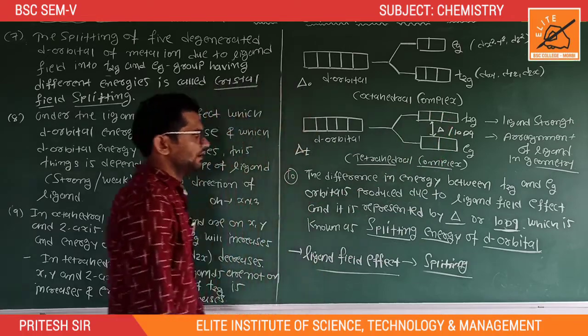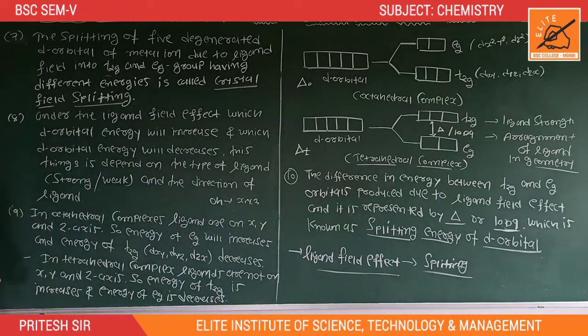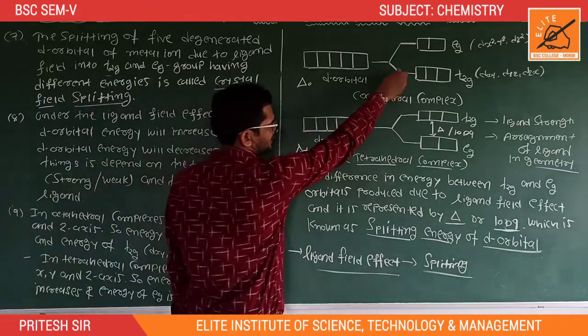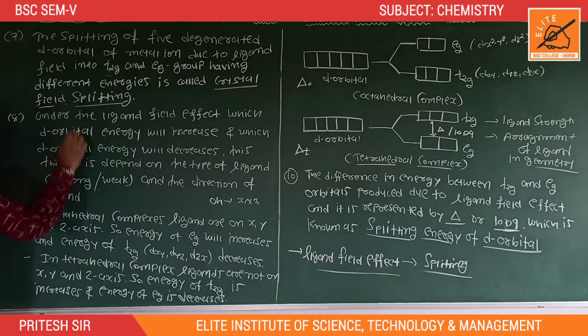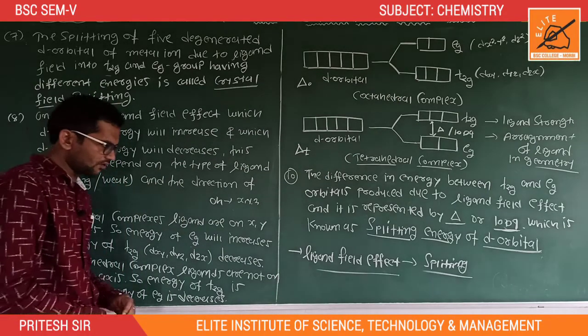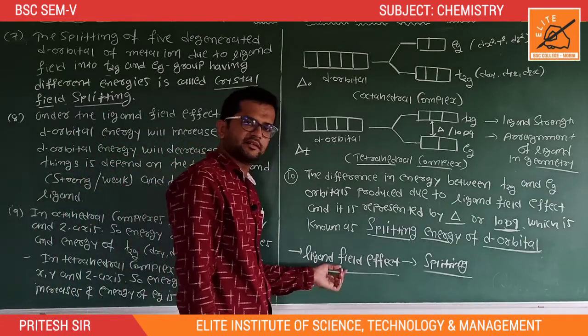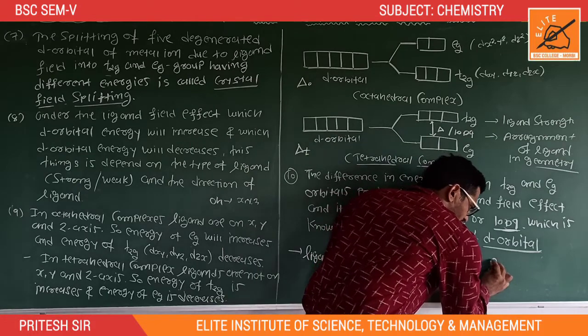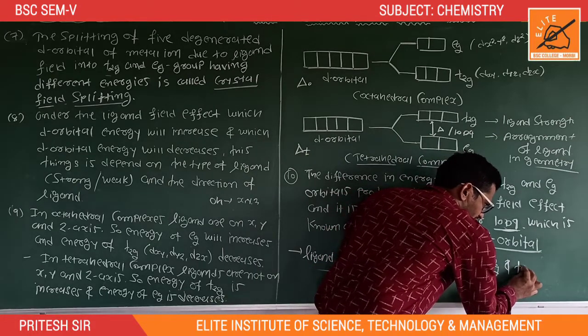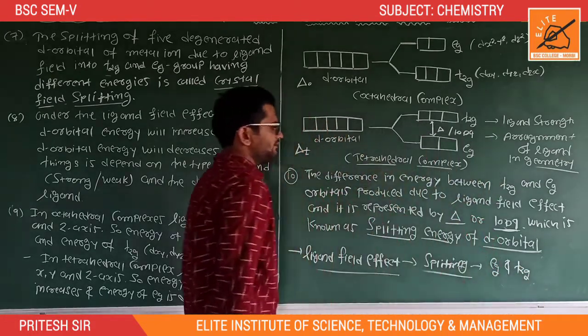Okay, so point 7 of CFT is the splitting of the five degenerate orbitals of the metal ion due to the ligand field effect into two groups. The first one is T2g and the other one is Eg. It is called crystal field splitting. So in the presence of the ligand field effect, the orbitals split into two groups, Eg and T2g. This is known as crystal field splitting.